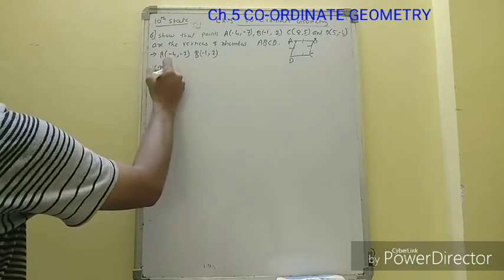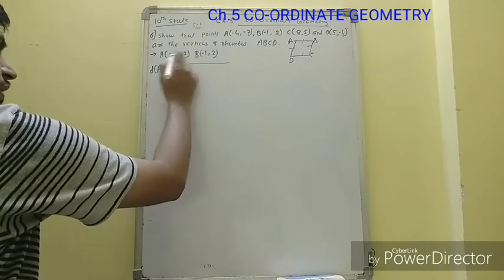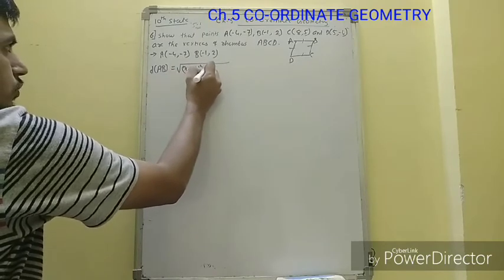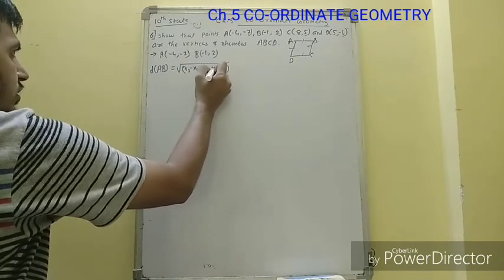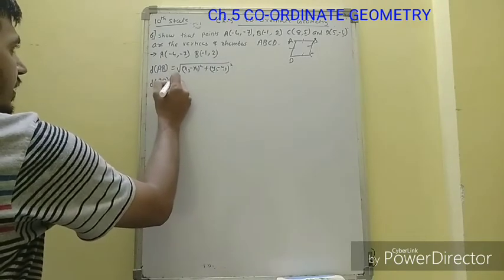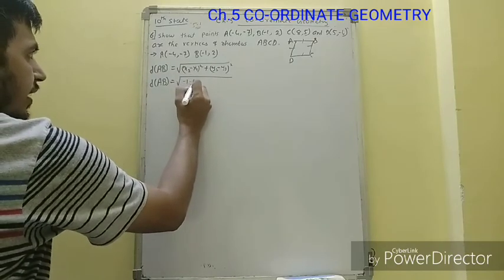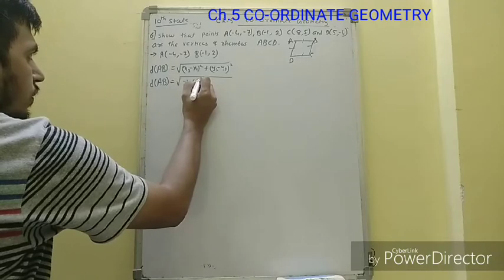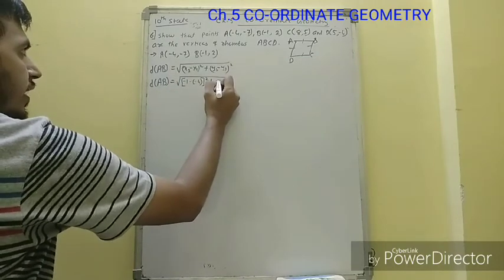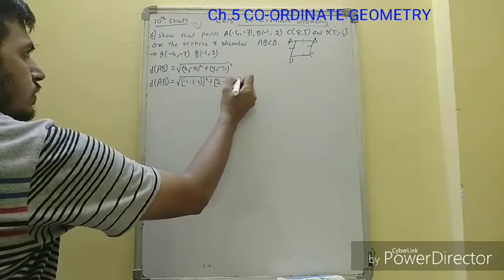So, distance AB is equal to the square root of x2 minus x1, the whole square, plus y2 minus y1, the whole square. I write the formula as it is the first one. Distance AB is equal to the square root of x2, that is minus 1 minus minus 4, the whole square, plus y2 minus y1, the whole square.